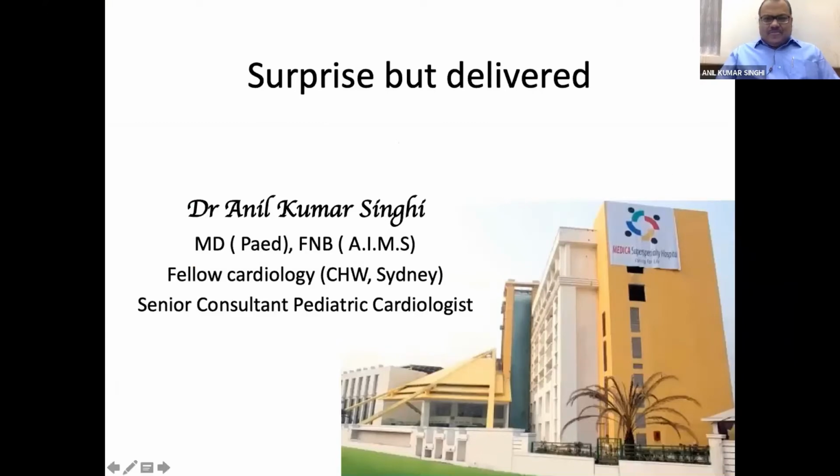So now, this is a short, interesting echocardiographic case, just to again stress the importance of detailed imaging, especially transesophageal echocardiogram, in deciding the fate of a patient.